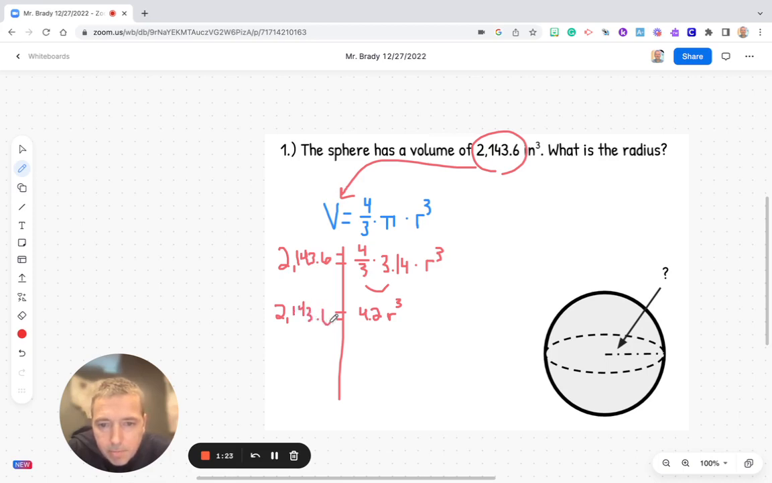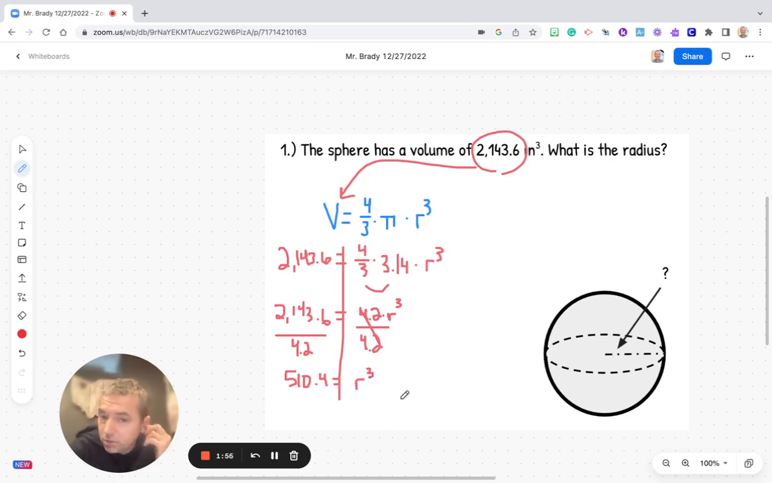2,143.6. Well, I look at this and I say, to undo this times over here, this 4.2 times r cubed, I got to divide both sides by 4.2. So I'm going to divide both sides by 4.2. And again, I'm going to round my answer. I get 510.4 if I round. This side, 4.2 divided by 4.2 is 1, or I can write it as r cubed.